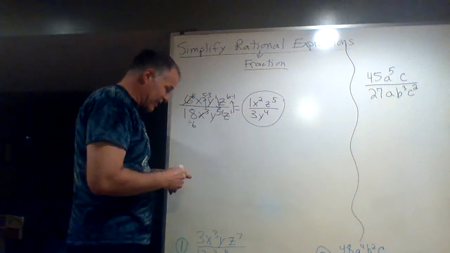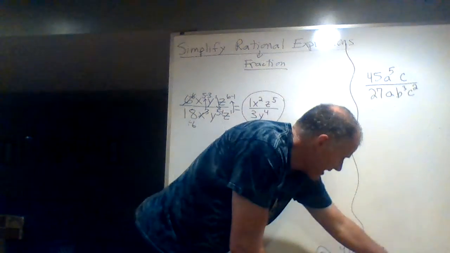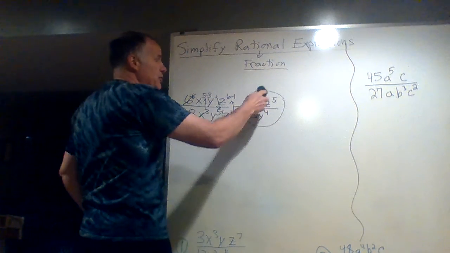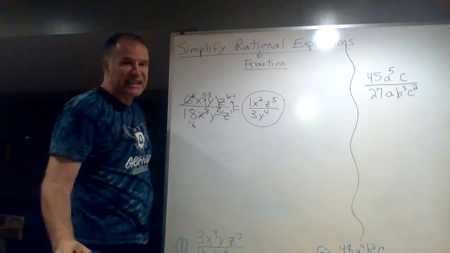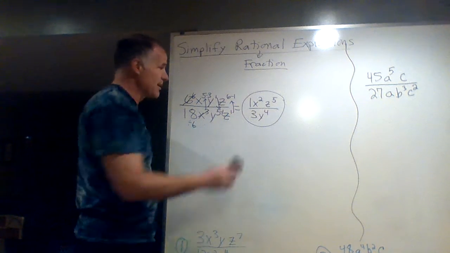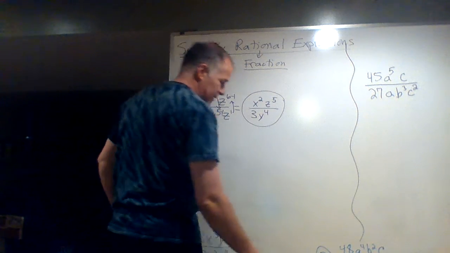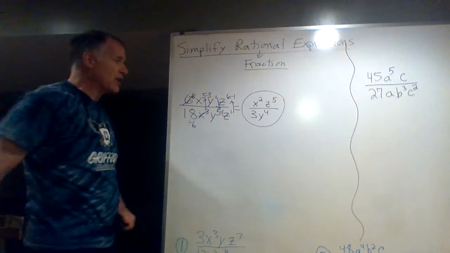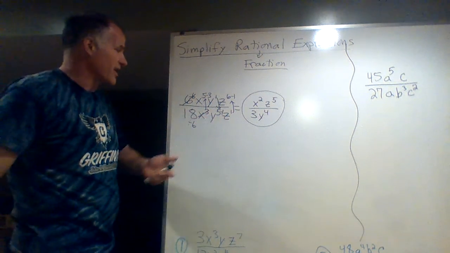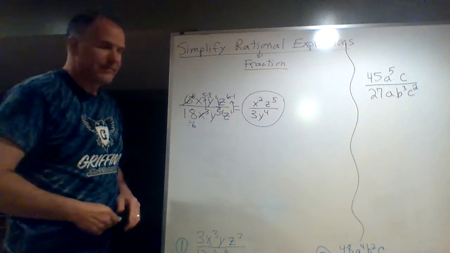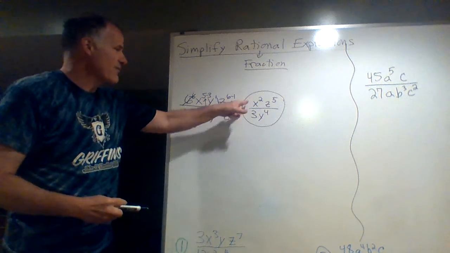Now, this is what I was talking about. We don't really need that 1. Now, if there was nothing else in the numerator, I'd leave that 1, because you've got to have something. But since there's other stuff, we don't really need that 1. That would actually be what you would see on the ACT or on a test answer key. They're not going to have the 1 there.